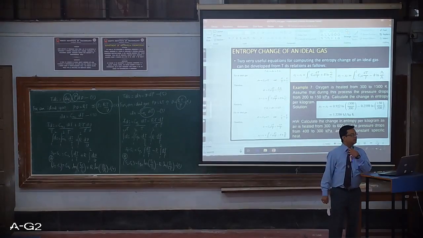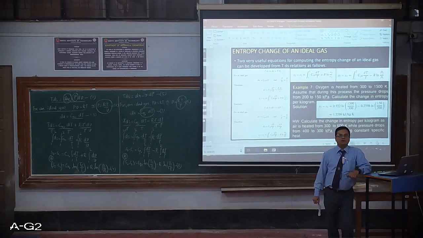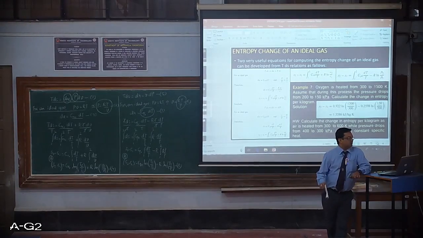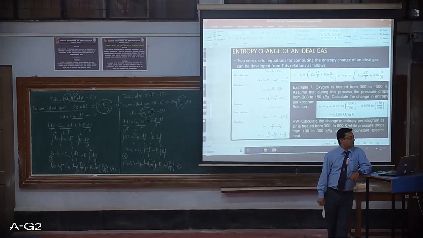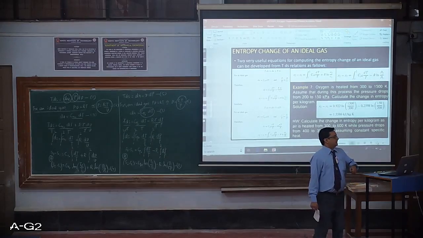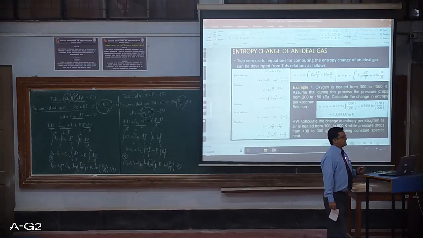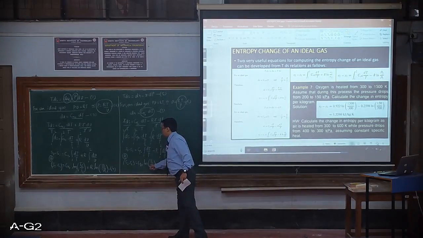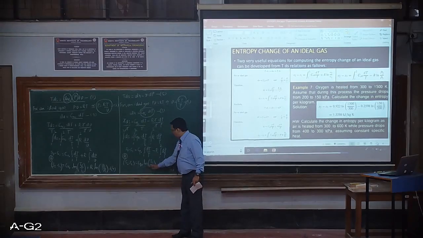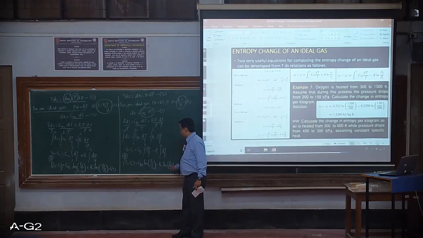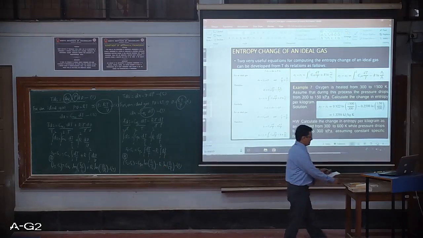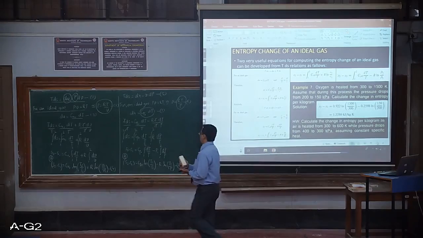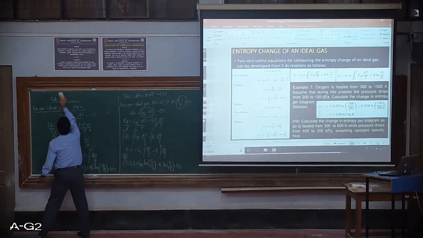So oxygen is heated from 300 to 1500 Kelvin. So when it heats in the same, say, closed system, its pressure decreases from 200 to 150 kilopascal. Now calculate the change in entropy. So here he has given 2 temperatures and 2 pressures. So obviously I will be using this particular expression. S2 minus S1 is equal to CPO ln T2 by T1 minus R ln P2 by P1. Okay. So let's use the expression to evaluate the change in entropy.